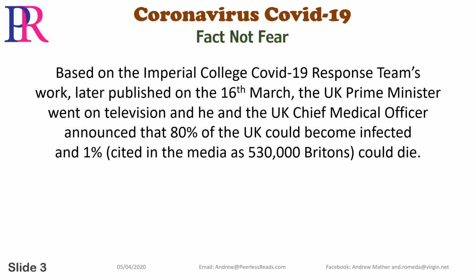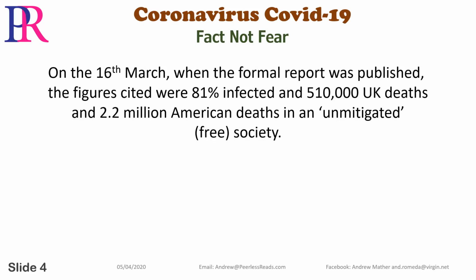understood. Based on the Imperial College COVID-19 response team's work later published on the 16th March, the UK Prime Minister went on television and he and the UK Chief Medical Officer announced that 80% of the UK could become infected and 1%, cited in the media as 530,000 Britons, could die. On the 16th March, when the formal report was published, the figures cited were 81% infected and 510,000 UK deaths and 2.2 million American deaths in an unmitigated, free society.